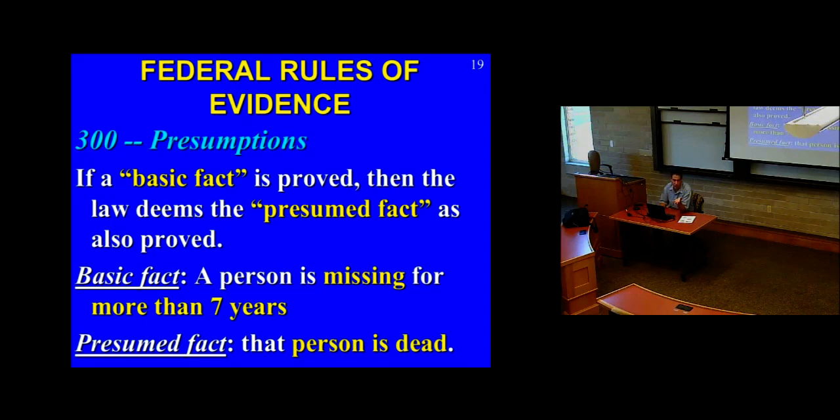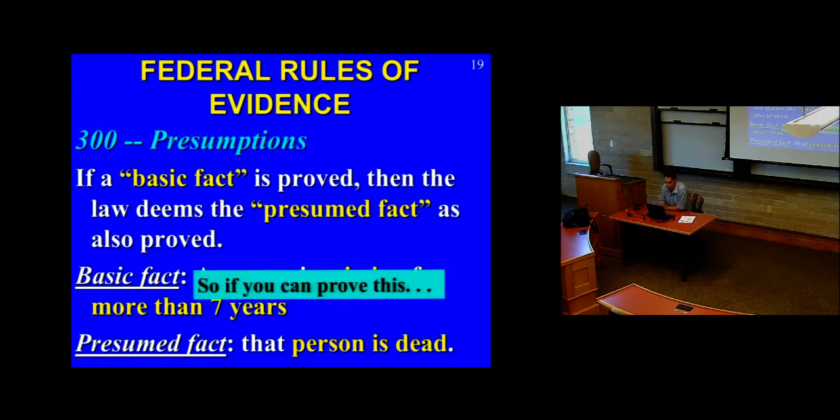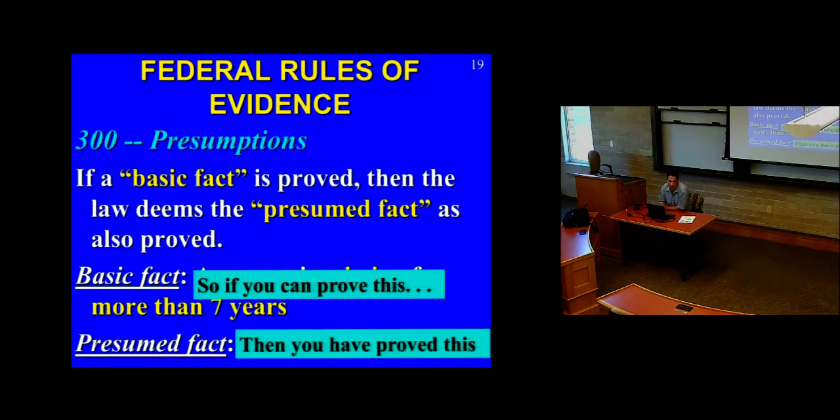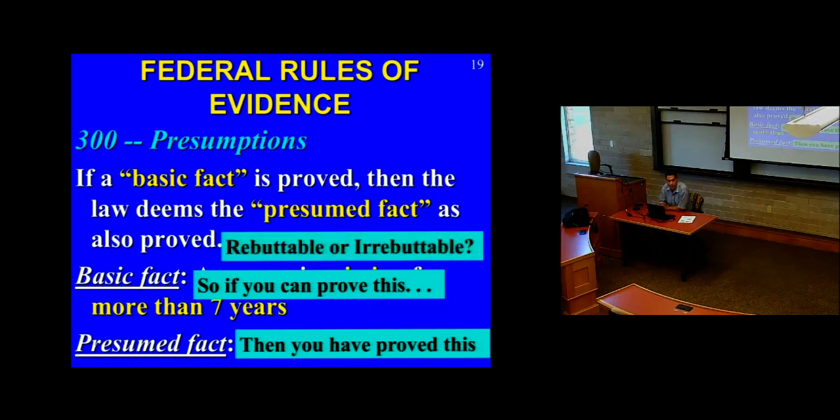For instance, there's life insurance on them, they've been missing for 7 years, the family wants to say, okay, we think that they are dead, we can't prove it, we don't know whatever happened to them, but we should be able to collect on the insurance policy because obviously they're gone. And the legislature has decided, yes, after 7 years of being missing, we can presume that they are dead. So if you can prove the basic fact, then you have proved the presumed fact for purposes of meeting your burden of proof.